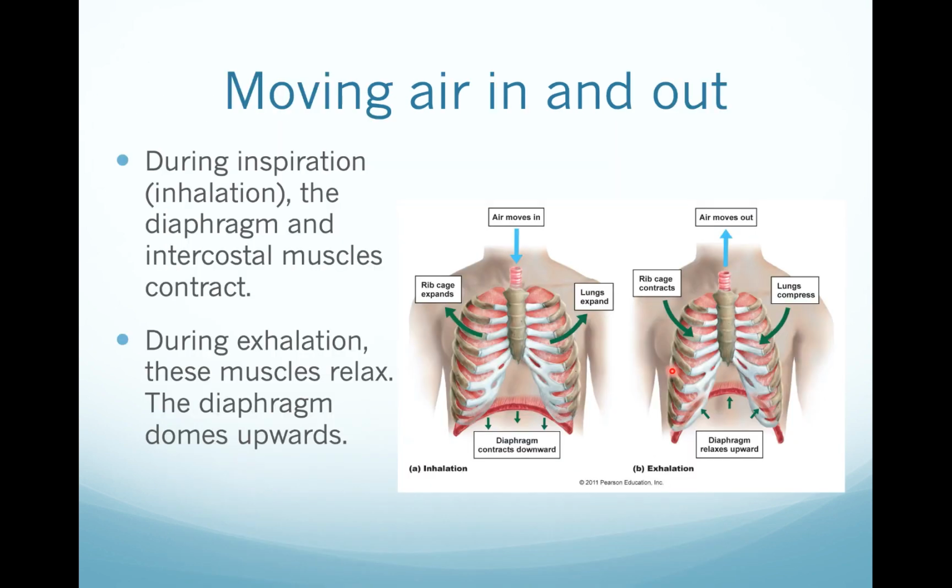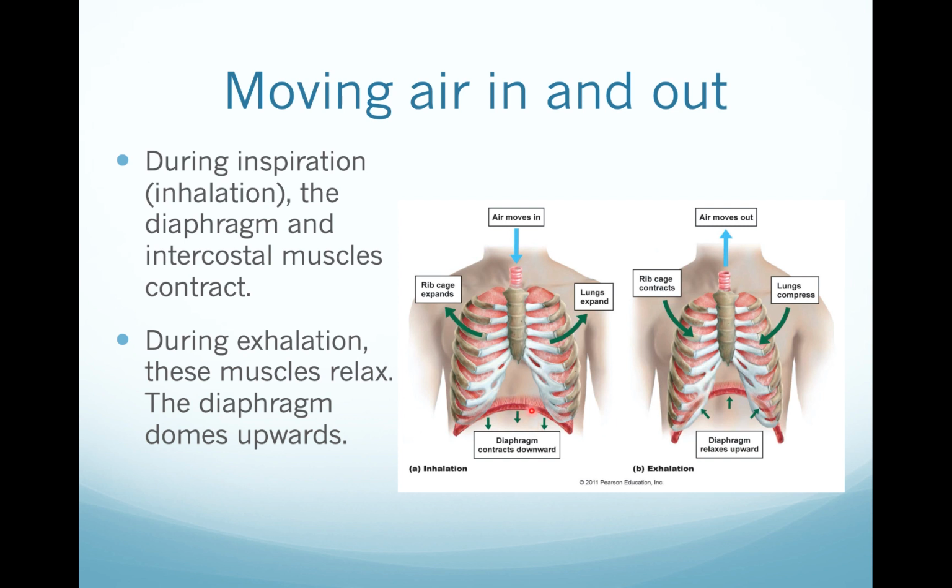Now, in order to move air in and out, you need the use of two main muscles. Muscle 1, the diaphragm. Muscle 2 is going to be the muscles in between the ribs, and these are called intercostal muscles. You have two layers of intercostal muscles, the internal ones and the external ones. The external ones help to pull the rib cage up. The internal ones pull the rib cage down.